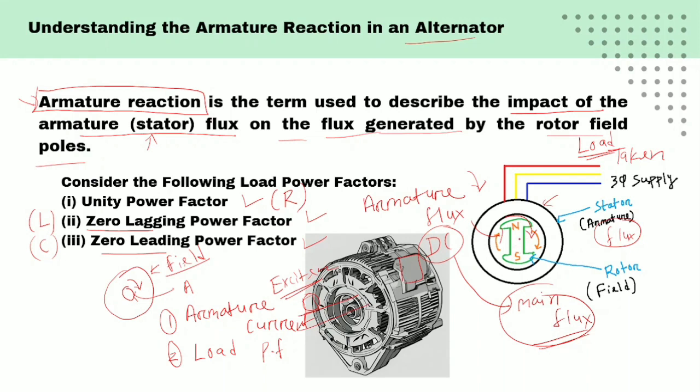In this diagram, this is a two pole machine. The pole can be 2 pole, 4 pole, 6 pole, similarly. The more the poles, the less the speed; the fewer the poles, the more the speed. Because speed N equals 120 into f by p, and p is in the denominator, so if p is greater, speed will be less, and if p is less, speed will be more.